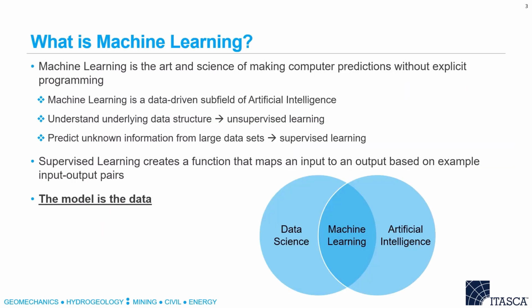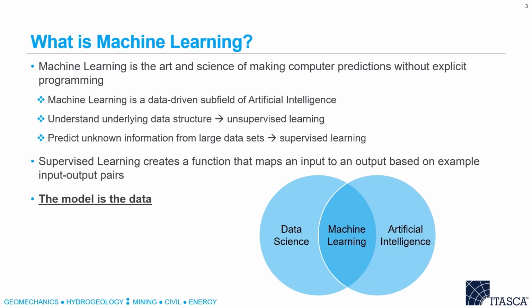So, what is machine learning? Machine learning is the art and science of making computer predictions without explicit programming. This is also known as a data-driven subfield of artificial intelligence. Although these terms are sometimes used interchangeably, artificial intelligence is really the overarching field that encompasses machine learning, as well as other topics such as optimized search, natural language processing, robotics, computer vision, and game playing.